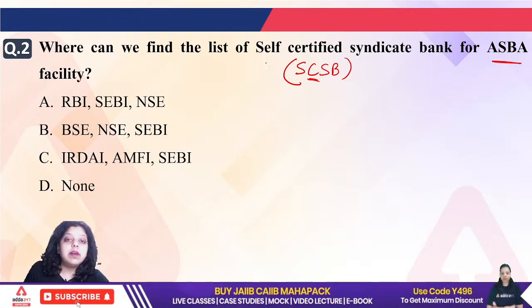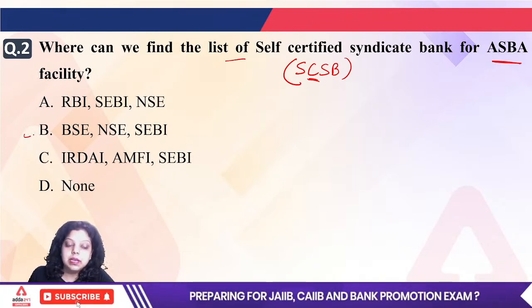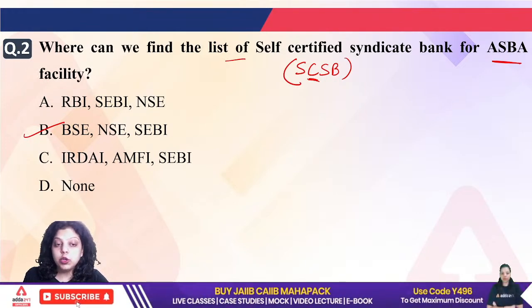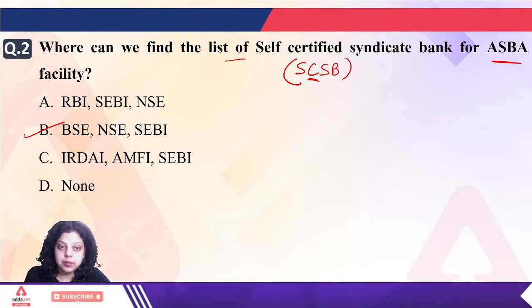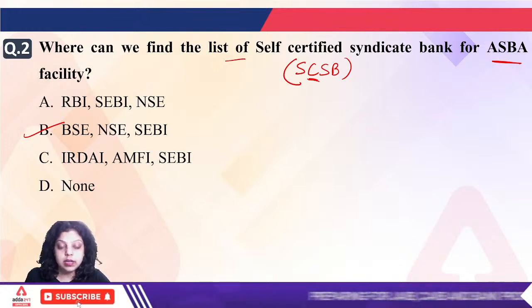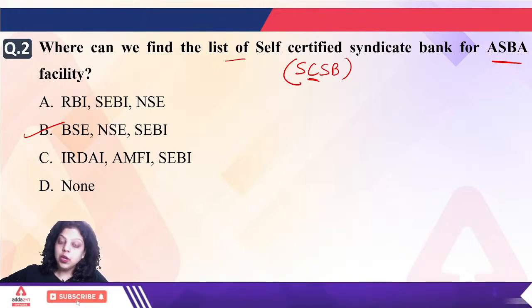So where can we find the list of which banks are self-certified syndicate banks for the ASBA facility? You can find the list with the BSE, NSE or SEBI. All three will give you the list of self-certified syndicate banks for the ASBA facility. So Bombay Stock Exchange, National Stock Exchange and Securities and Exchange Board of India are the organizations which give you the list of self-certified syndicate banks.